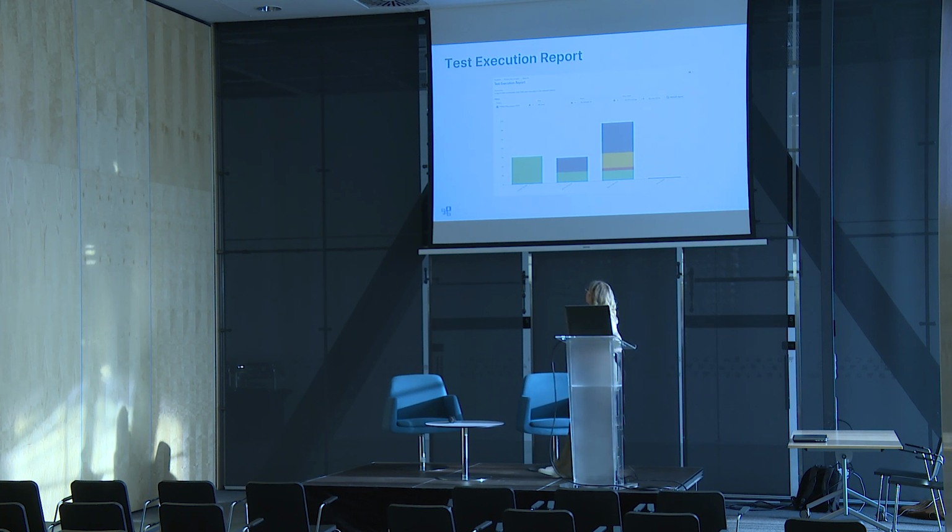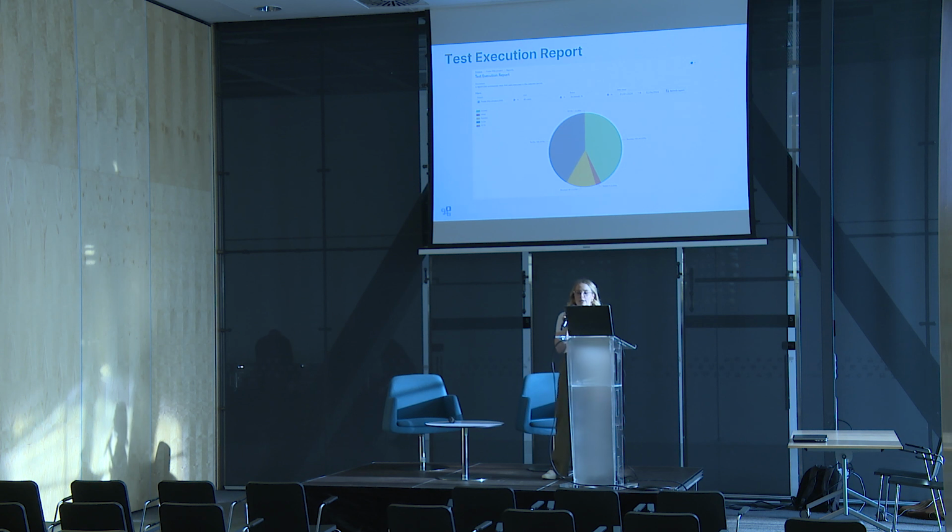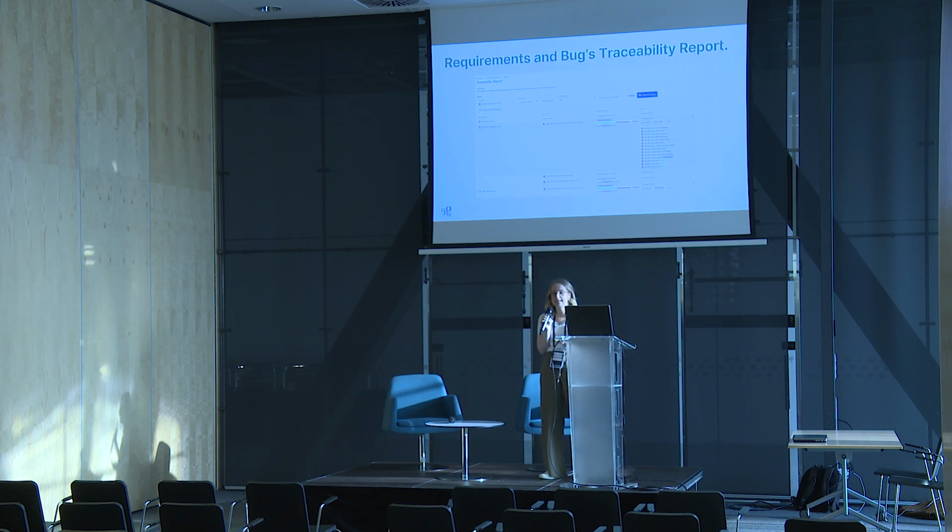For example, there is a chart, and to each user, the executions are assigned. And as you can see, each status is a different color. You can also look at the data in the view of a pie chart. And here you can see the statuses for now for all users, but of course you can add filtering here as well. And the second report that we provide is the requirements and bugs traceability report.